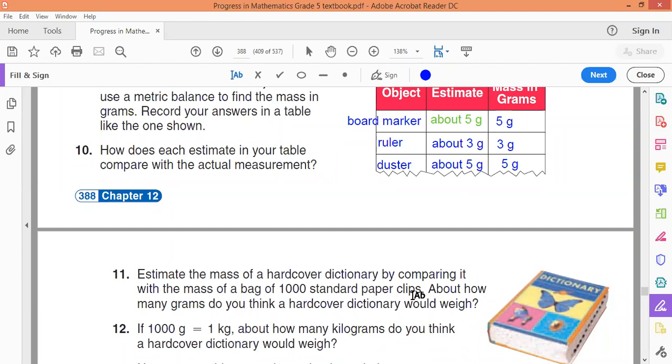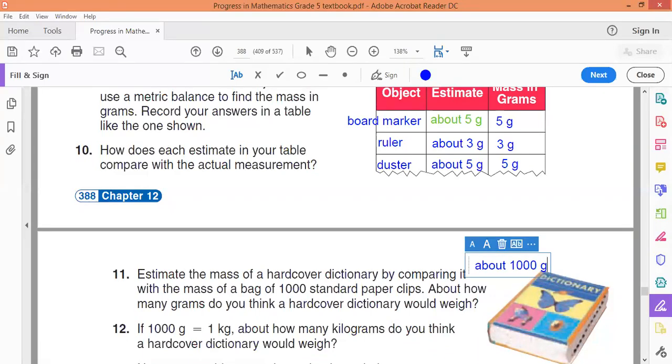One standard paper clip is about 1 gram. So you can say 1,000 grams. About 1,000 grams, 1 kg. Just write in grams, they asked us to write in grams. About how many grams? So it's about 1,000 grams.